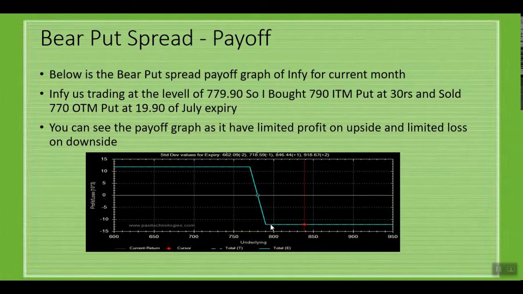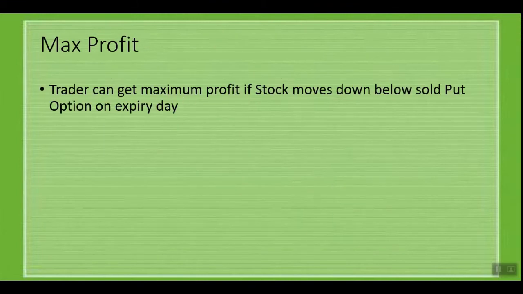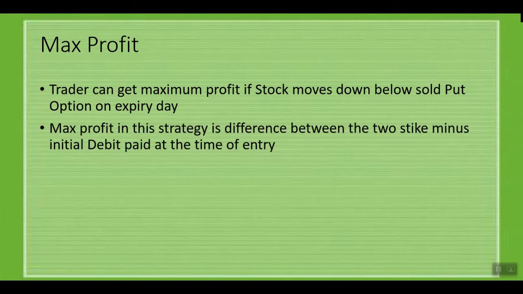So we'll have limited loss on the downside. Okay, so let's get into the max profit. Max profit is where the trader can get the maximum profit if the stock moves below the sold put option on the expiry day. The max profit in this strategy is the difference between the two strikes minus the initial debit paid at the time of entry.